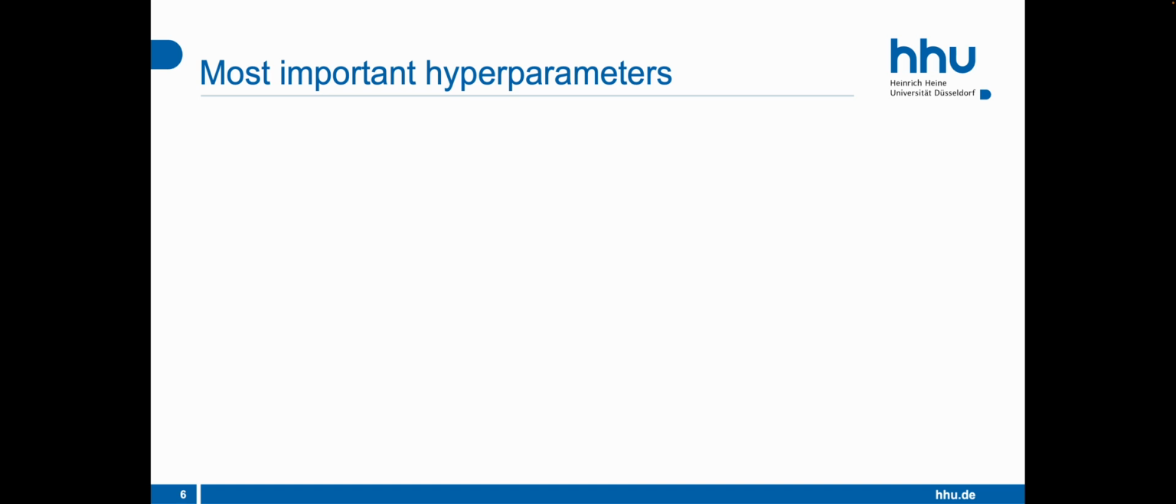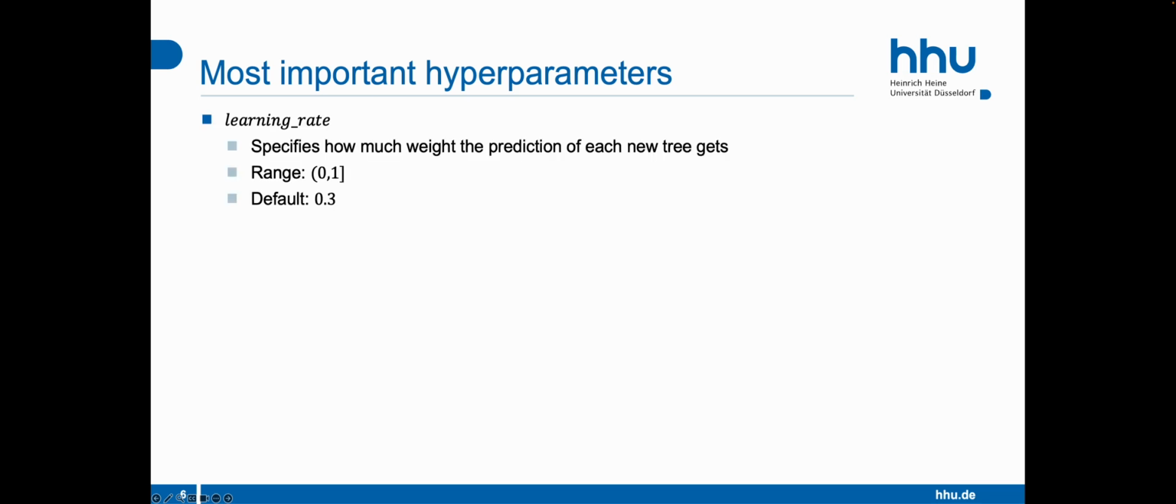The hyperparameter names that you will see on the slides are identical to the names in the XGBoost package. The first one is the learning rate, and you have already seen it on the previous slides. The learning rate defines how much weight each new tree should get, or more specifically, we multiply the prediction of each tree with this number before adding it to the overall prediction. This value can range between 0 and 1, where values close to 0 mean that each new prediction gets a very low weight, and the default value in XGBoost is 0.3.